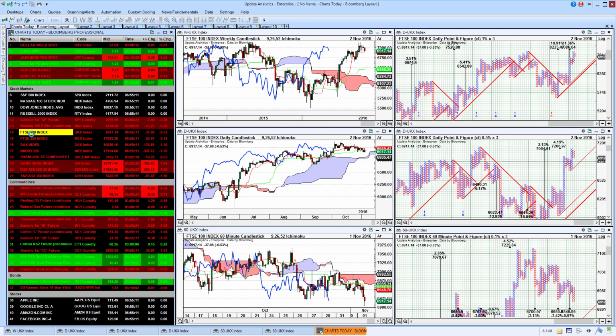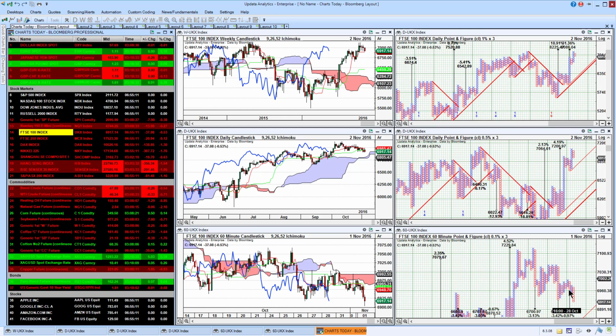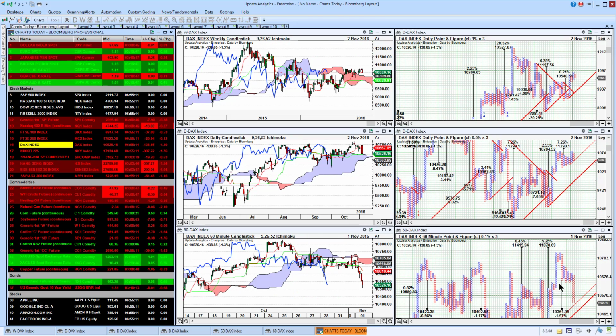FTSE yesterday, again, just heading back well below the 7,000 level to the low 6,900s, bearish below the cloud. Again, 3 downside targets in the short term, so it just implies further downside for FTSE. And if we look at the 250, again, downside targets all activated. About 1.5 to 2% downside potential there as well. And the DAX, if we look at that, only one downside target of about 1.5% downside, but clearly through the cloud here, so that's quite bearish too.